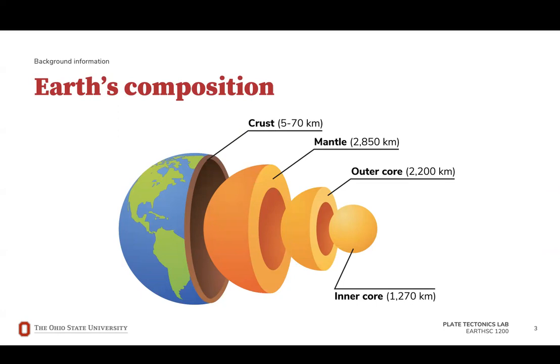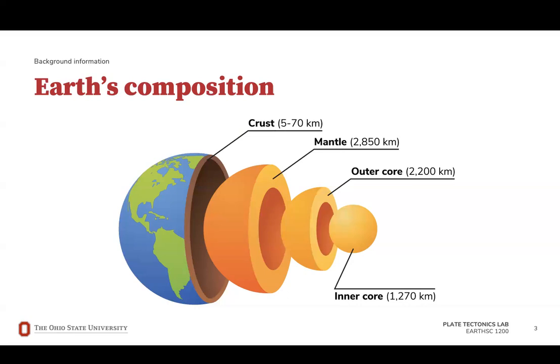Surrounding the inner core is the outer core, which is approximately 2,200 kilometers thick and composed of molten iron and nickel that moves in convective currents that help generate Earth's magnetic field. Surrounding the outer core is the lower mantle, which is 2,850 kilometers thick and composed of hot plastic rock that moves in slow convection currents which drive plate tectonics.